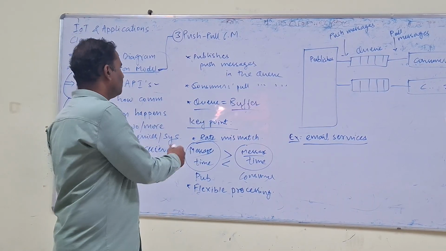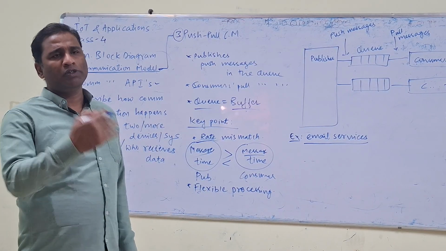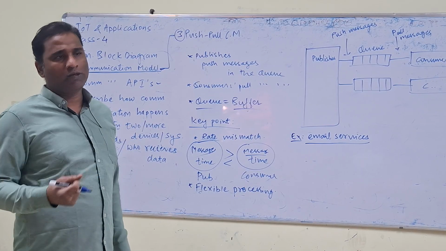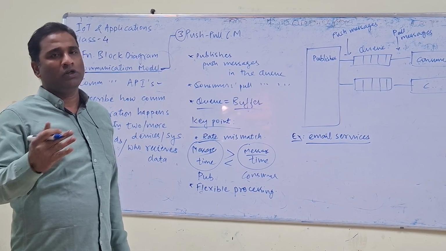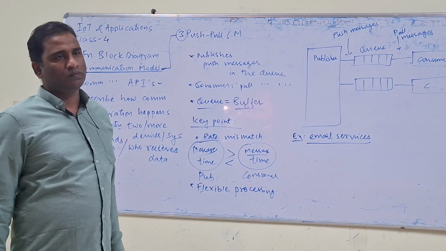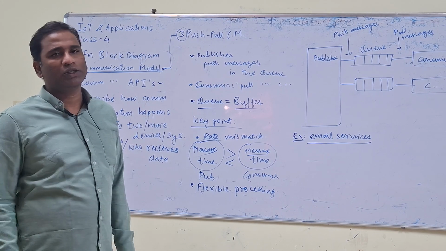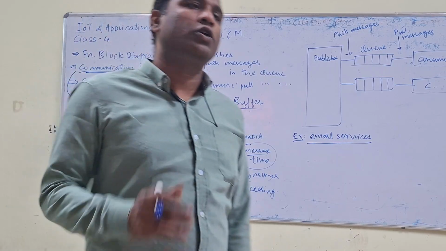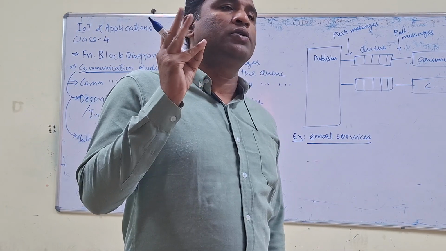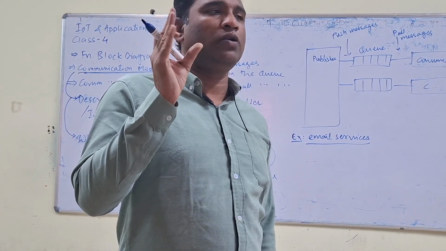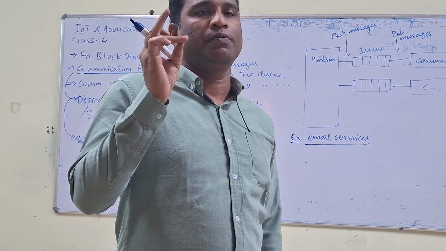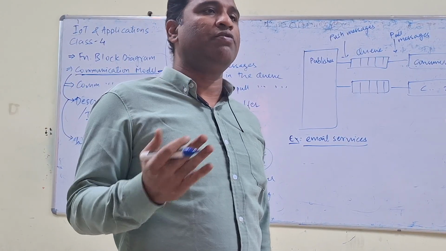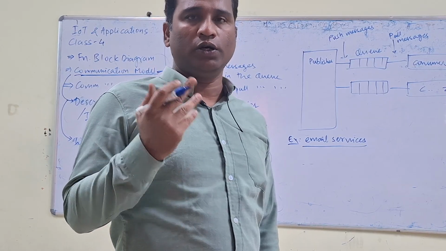The concept is simple. The rate at which the publisher is sending the message and the rate at which the consumers are accepting the messages mismatch. This is the most important point of the publish-subscribe communication model. Is this clear? Yes, sir. So repeat it. First one is the request-response communication model. Second one is the publish-subscribe communication model. You remember all those things. In day-to-day life, when you come across applications, you have to remember.